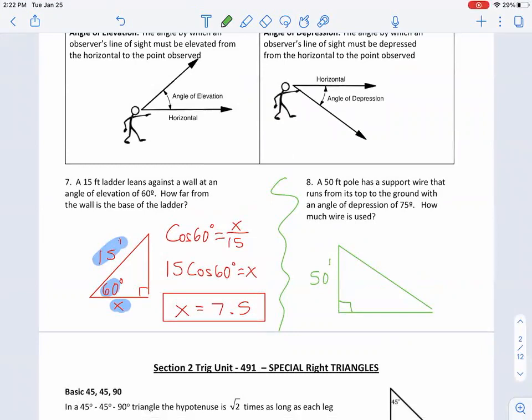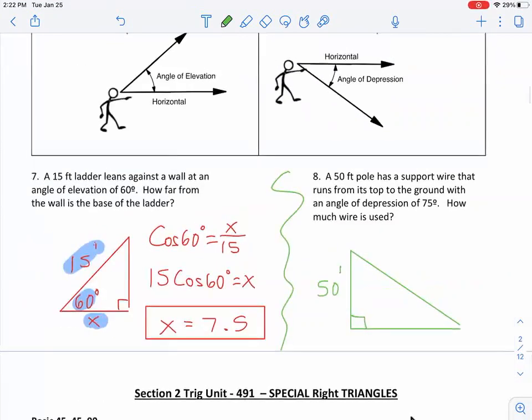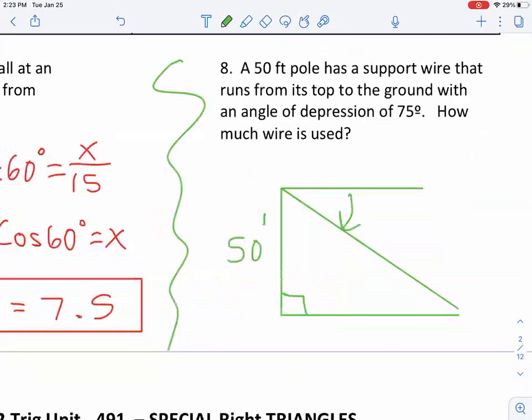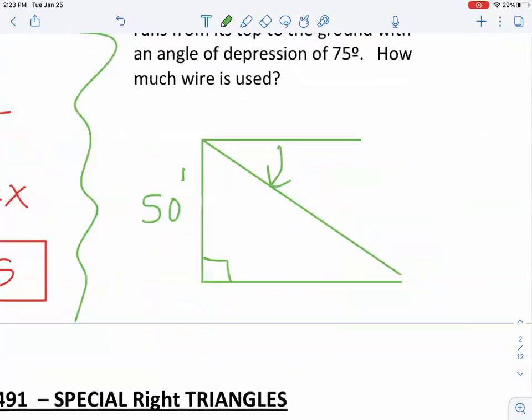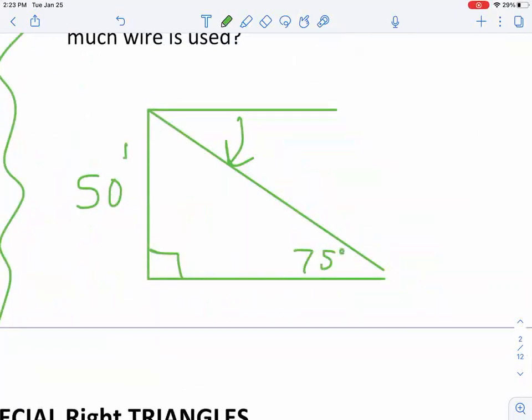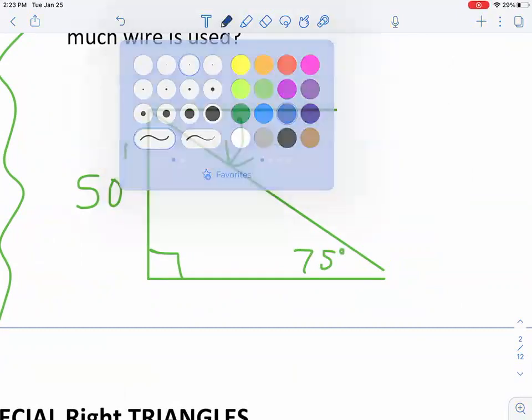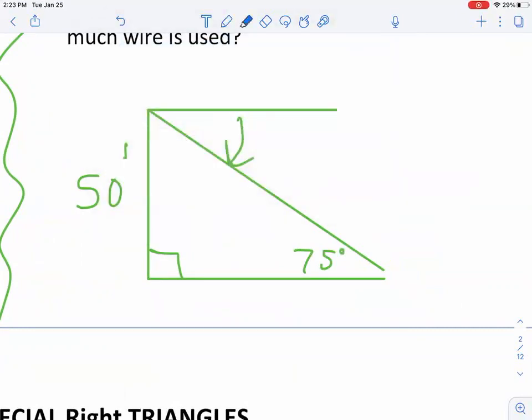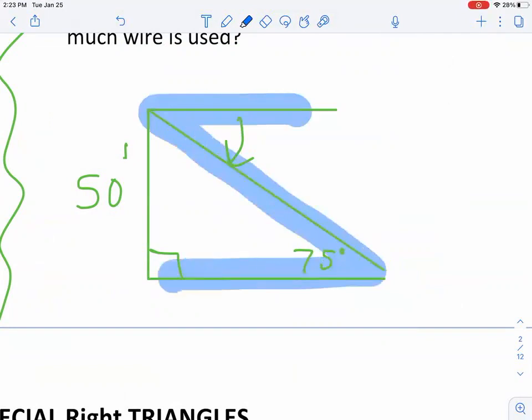All right, so this one is a little tricky with the picture. Here's our angle of depression. Notice our picture up here, okay? Our angle of depression is 75 degrees, which means this angle down here is also 75 degrees, because I'm sure your geometry teacher would be proud to know that you remember alternate interior angles are congruent.